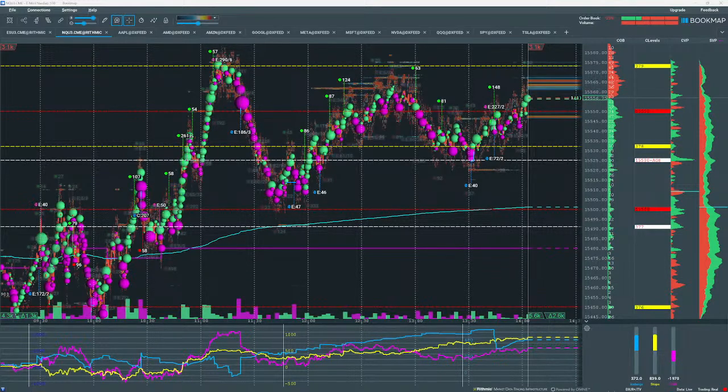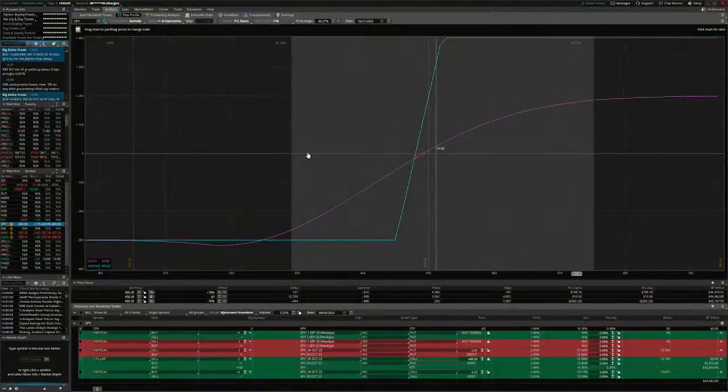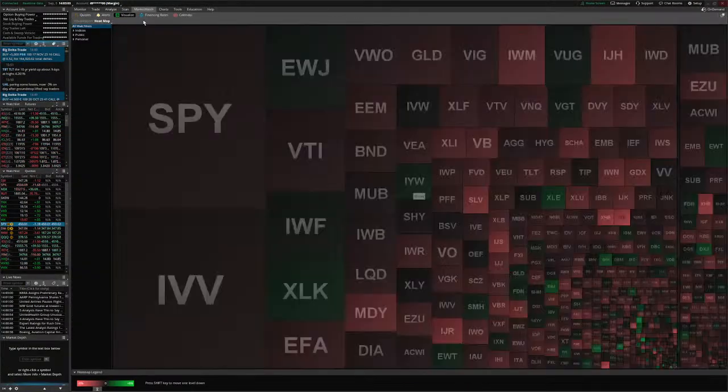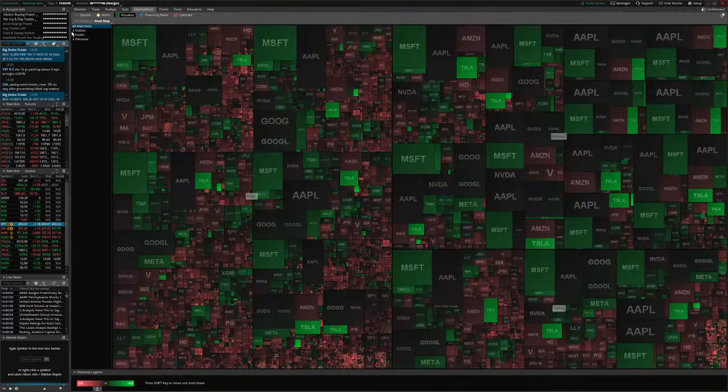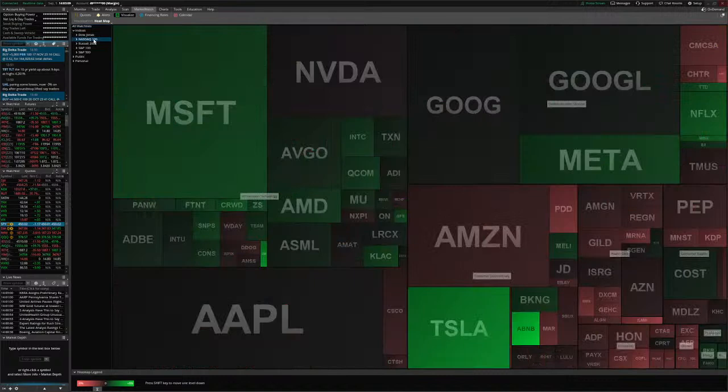Let me just take a look at one thing. Let's take a look at a heat map for Nasdaq 100. So Tesla really helping to drive price higher today. Very strong day in Tesla. Meta also green, Microsoft green.